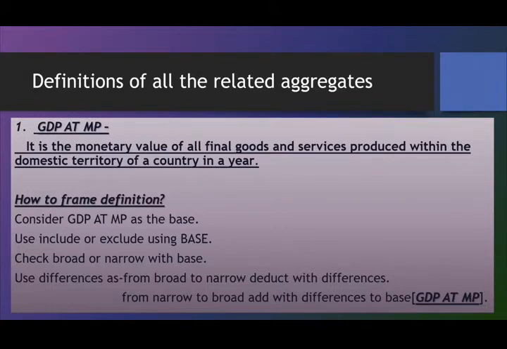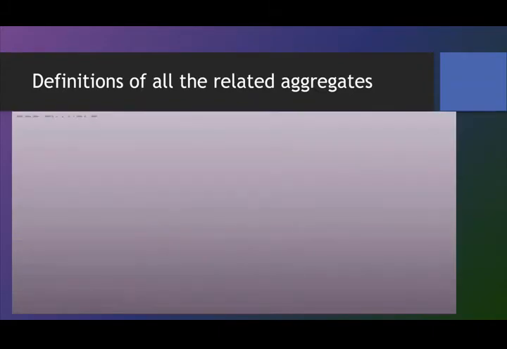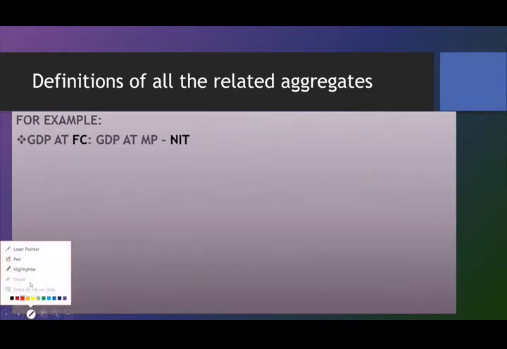Okay, how to frame the definition? I have mentioned a few points that you have to understand. Every time we'll consider GDP at MP as the base, and with that base we will see whether a concept is included in it or not. How? That I'll tell you today, and I'll come to these points later. First, let me give you the example. Suppose GDP at FC. The definition of GDP at FC, you have to note down. So first of all, just see the conversion method here.